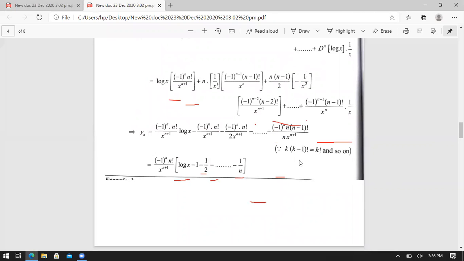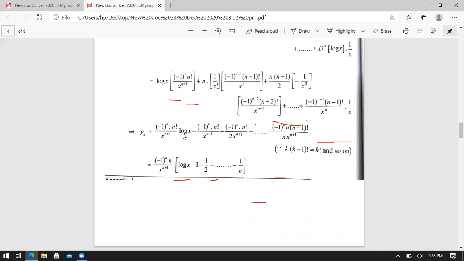See here, this is the, therefore k into k minus 1 factorial equal to k factorial. Okay, I write here n into n minus 1 factorial means that is n factorial. That's why I write here that is the minus. We'll take common minus 1 to the power of n into n factorial. Here minus 1 to the power of n into n factorial is there. Here minus 1 to the power of n into n factorial is there. That's why I take minus 1 to the power of n into n factorial divided by x to the power of n plus 1 as it is.